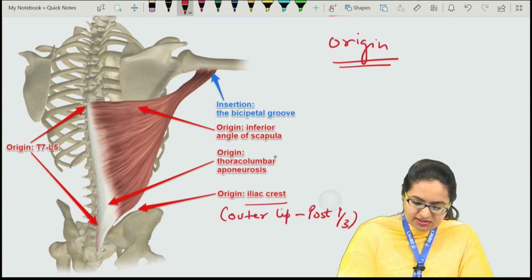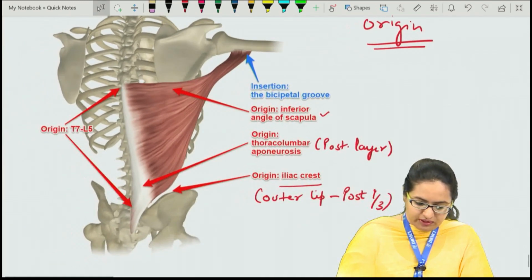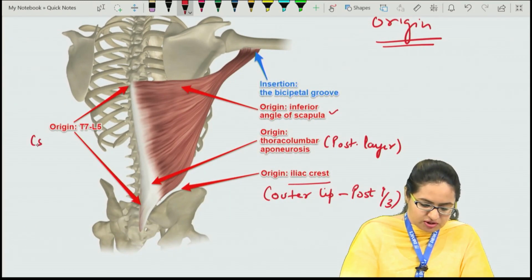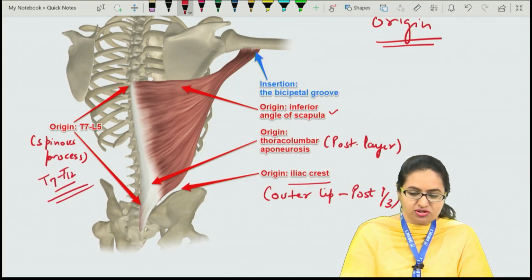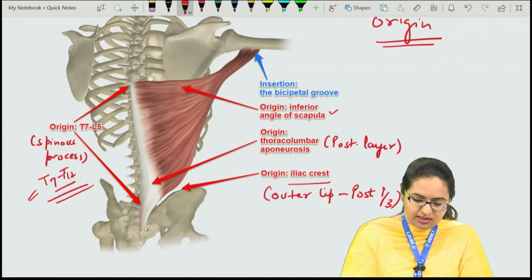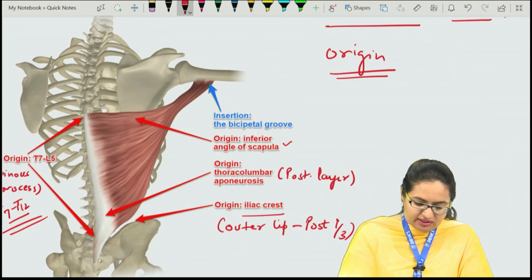Then apart from this, it arises from the thoracolumbar fascia, more specifically from the posterior layer of the thoracolumbar fascia. Then a few fibers arise from the inferior angle of the scapula, and fibers also arise from the spinous processes of T7 to L5, and mainly from T7 to T12. They give rise to the latissimus dorsi.